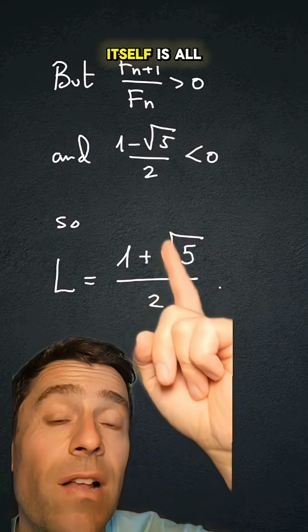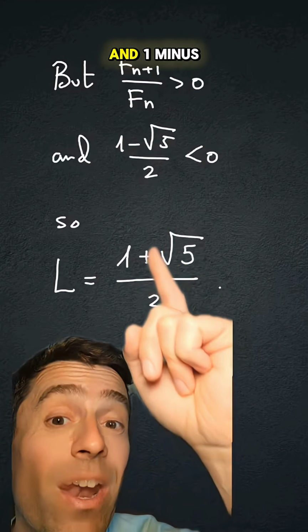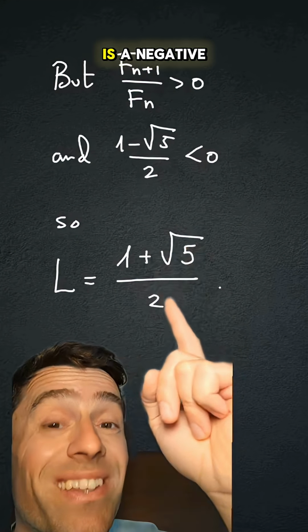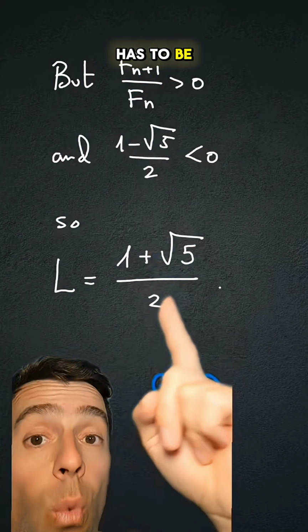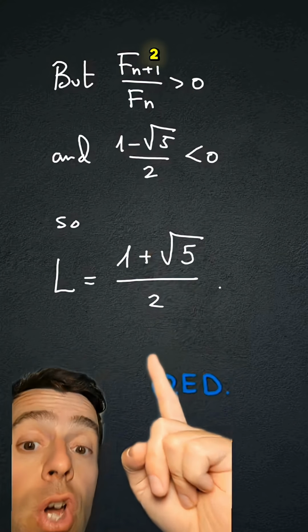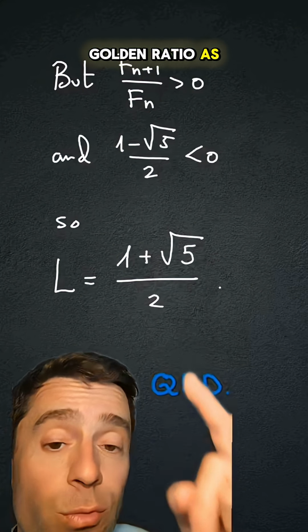But the sequence itself is all of positive values, and (1 minus the square root of 5) divided by 2 is a negative number. So that cannot be the limit, so the limit has to be (1 plus the square root of 5) divided by 2, which is the golden ratio as we wanted to show.